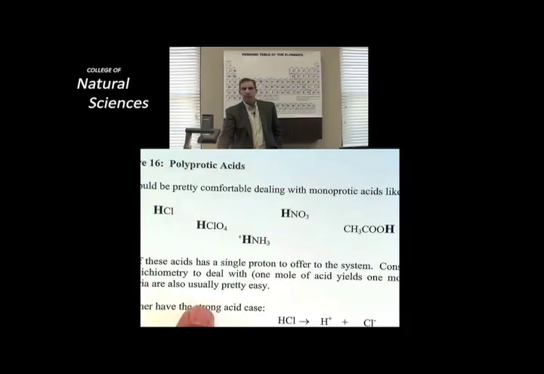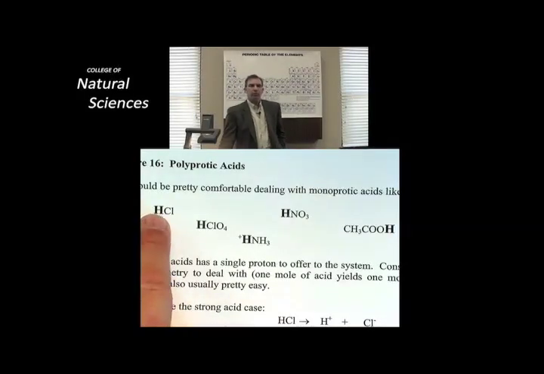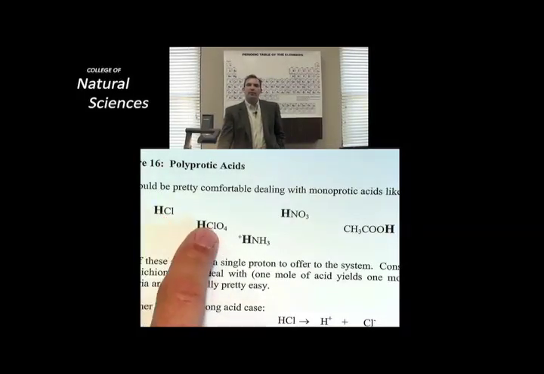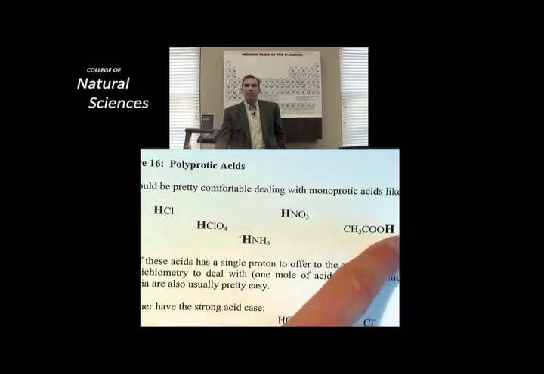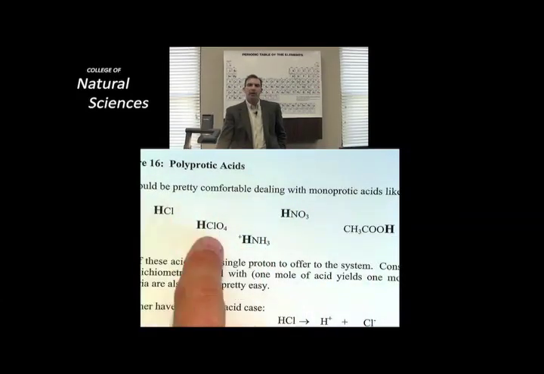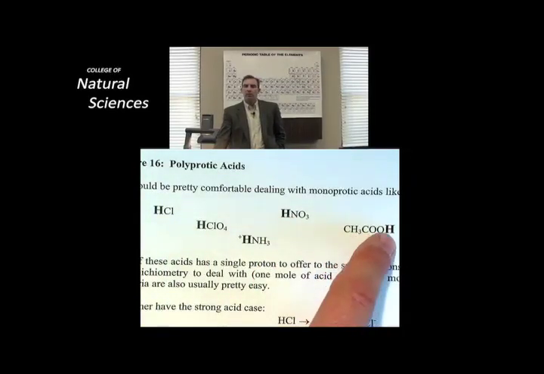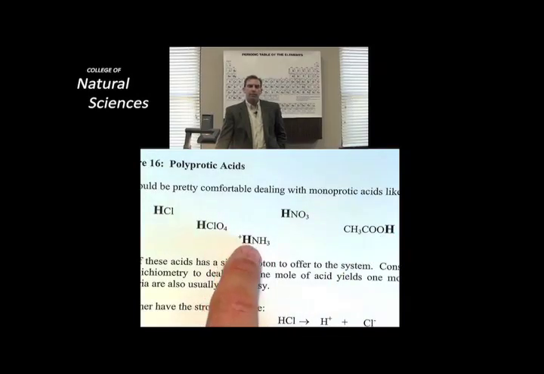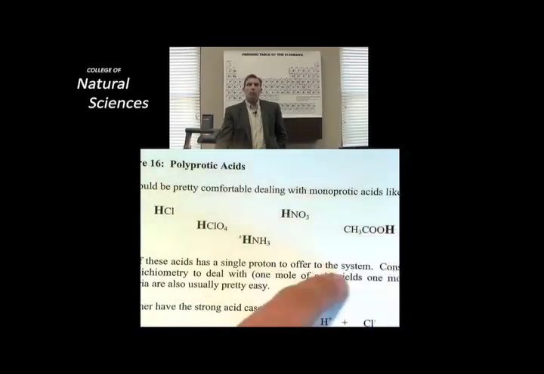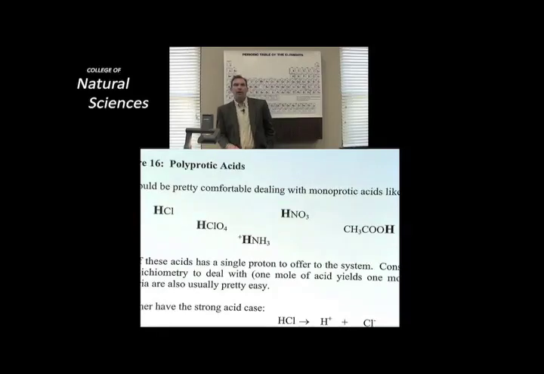The truth is that up until this point, everything I've shown you, for the most part, actually with just one exception, has a single great big giant H sitting on it, but it's just one H. HCl, HClO4, HNO3, CH3COOH, NH4+. There has only been one acidic proton on any of the compounds we've looked at.